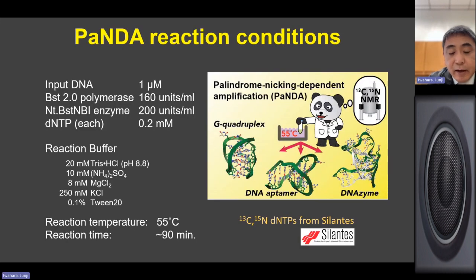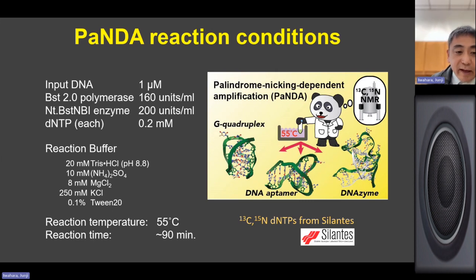Here are the reaction conditions we typically use for PaNDA. The input DNA concentration is 1 micromolar, and these are the concentrations of polymerase. For dNTPs, we use 0.2 millimolar, which is actually quite low compared to the concentration in PCR. But it was important to use a low concentration of dNTPs. Anyway, if you ask about that, I can show some data on that.